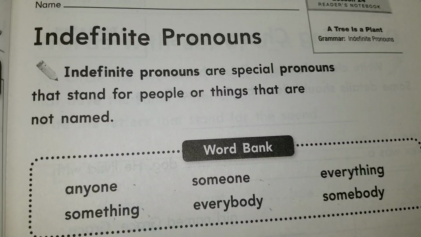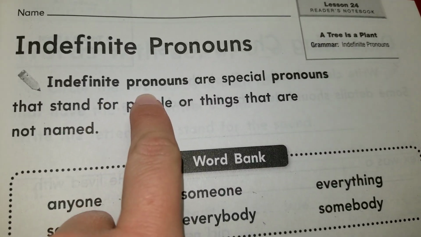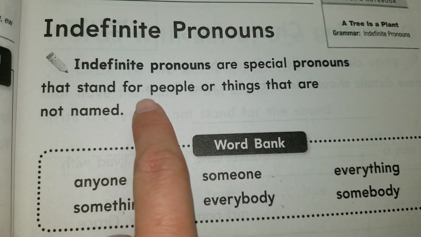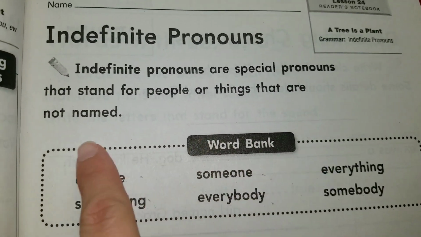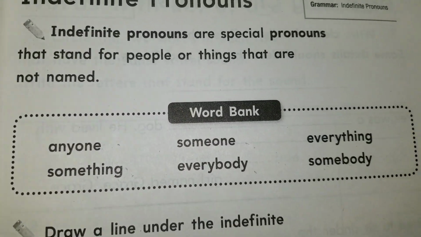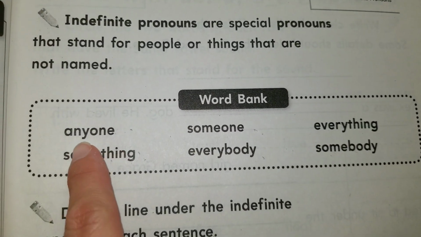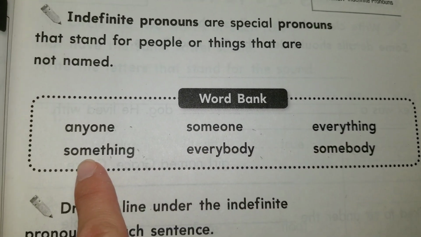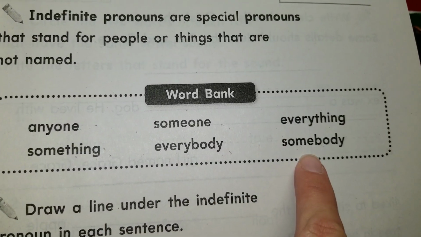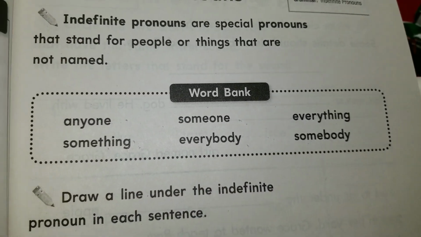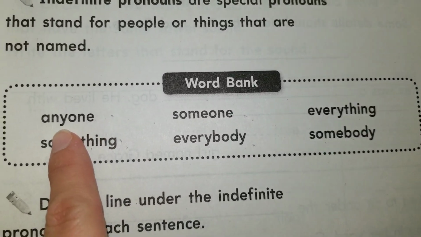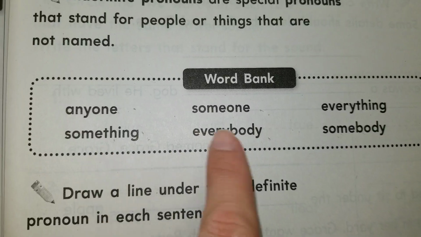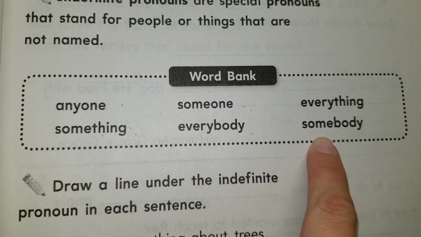So we're gonna learn today about indefinite pronouns. Indefinite pronouns are special pronouns that stand for people or things that are not named. And some examples of indefinite pronouns are anyone, someone, everything, something, everybody, and somebody. All of these are compound words, right? A word made out of other two words. Anyone, someone, everything, something, everybody, and somebody.